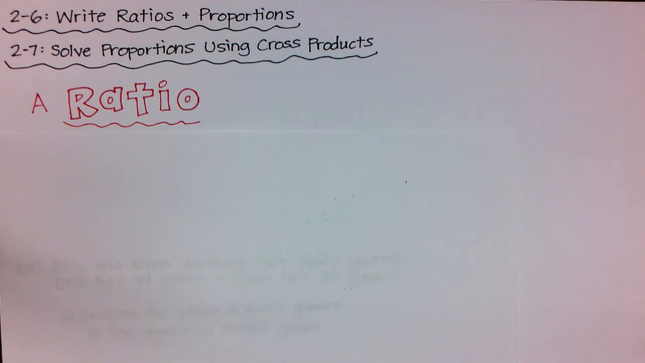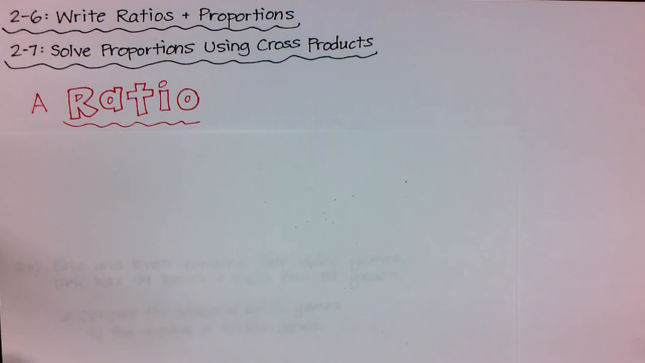Hello class, we're going to be learning two lessons today, lesson 2-6 and 2-7 in your textbooks. And they're very similar, which is why we're doing them together. They're about how to write ratios and proportions, and then how to solve proportions using cross products. So first, let's talk about and review what a ratio is.